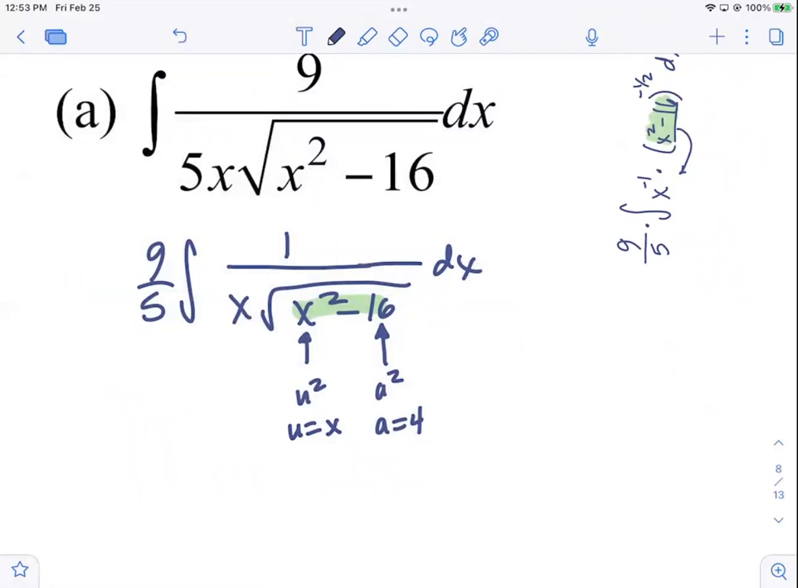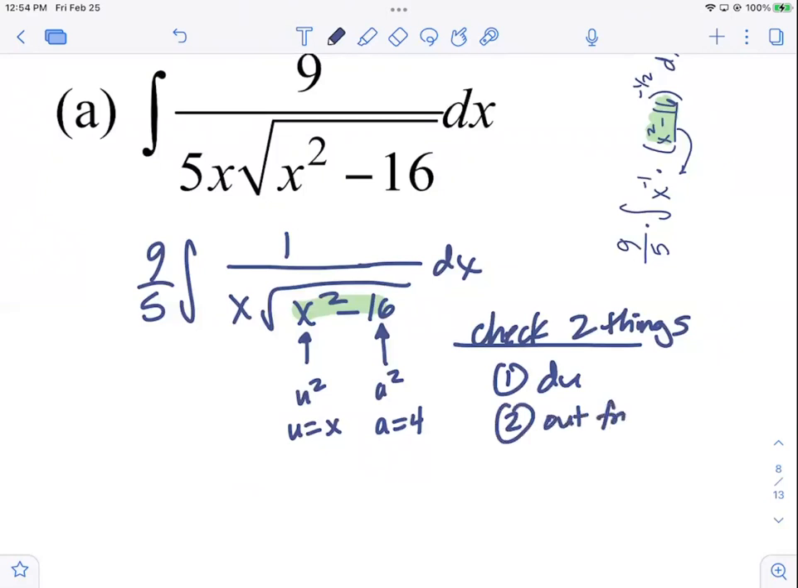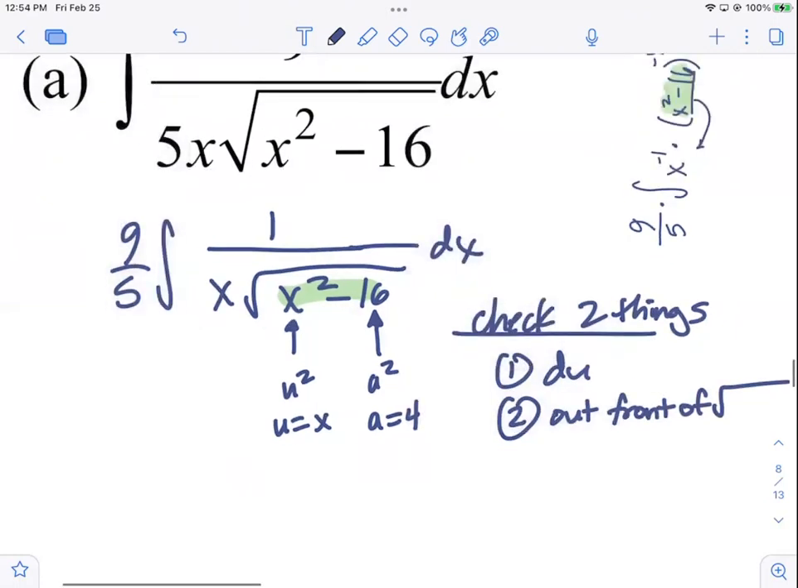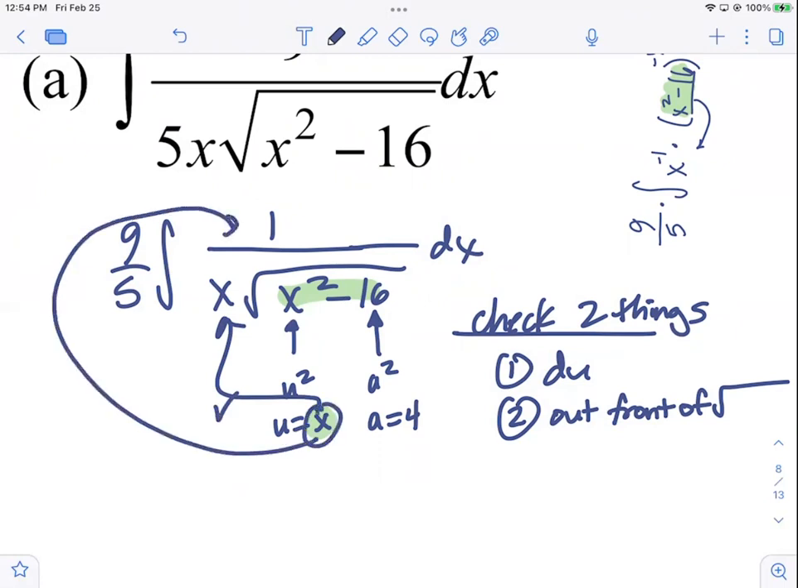Now let's check. There's a couple of things we have to check. For arc secant, you got to check 2 things. You got to check number 1, du. We've been doing that the whole time. And then you got to check out front of the square root. All right, so it doesn't matter the order. Whatever we're calling u, it has to be out front. Is it? It is. So that one checks. And then what would be the derivative of x with respect to x? 1, right? du equals 1 dx. So we're not off by anything, right?